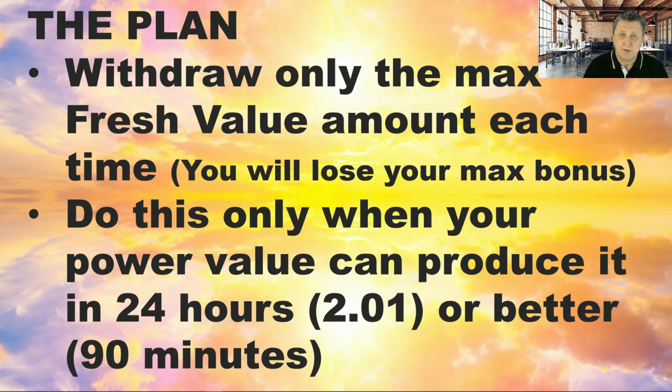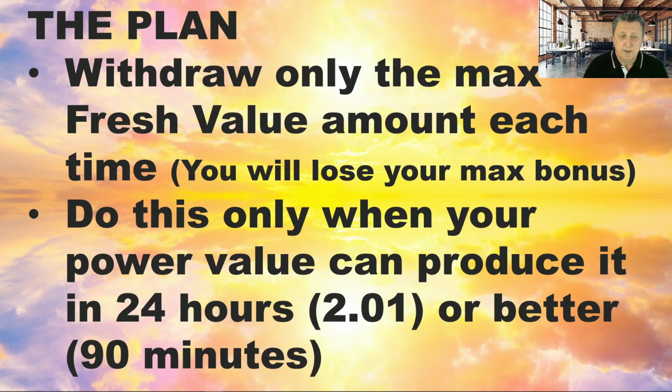And it doesn't actually matter if we're only going to take 0.1 BNB out or we're going to take 10 BNB out. You're going to lose your max bonus. So in order to maximize it and limit your losses here, it is best you compound until you can actually take the full fresh value out. You take the hit and then you start compounding again. It will take you, as I said, around 3 days to do that.